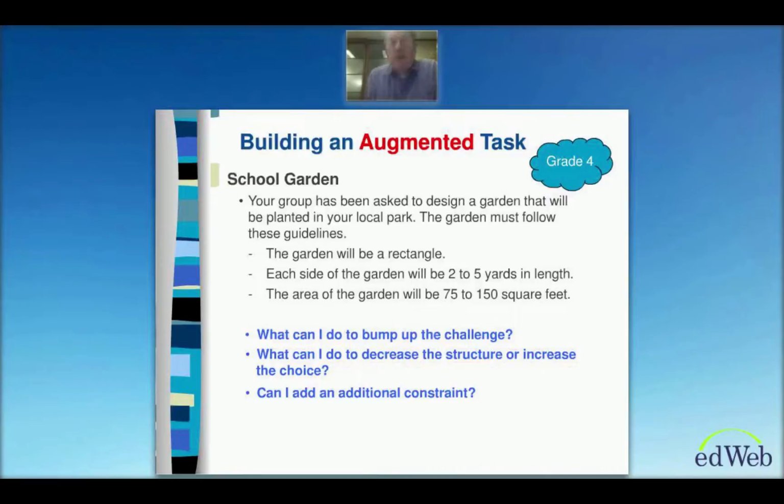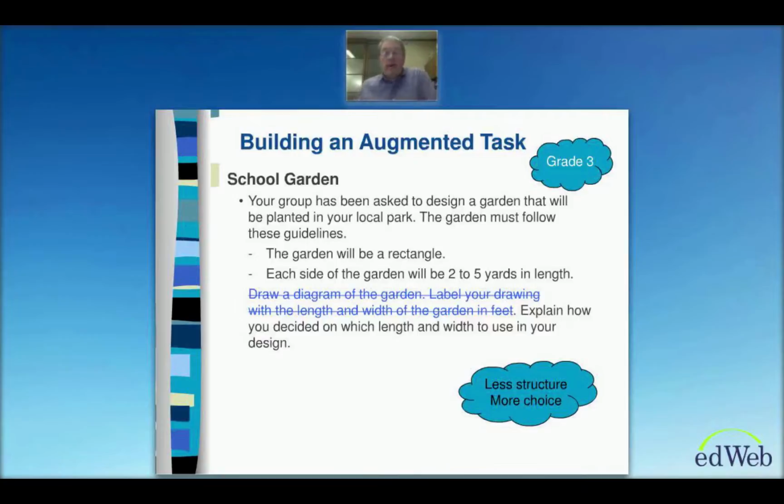Okay, now let's turn this over to the other side and think about what I could do to bump up this challenge. So what could I do to decrease the structure or increase the choice? Is there a way I can add an additional constraint? I want to make this a little bit higher cognitively, but I also want to do it in a way that will be accessible to all the kids. There'll be some students that maybe can do better, but it would be accessible to everybody.